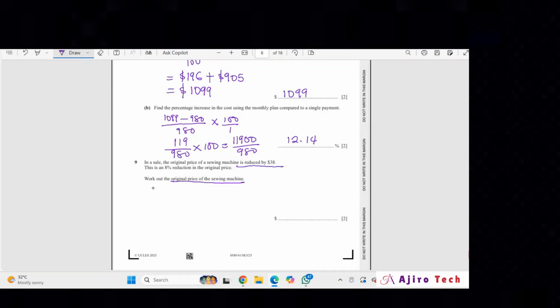Very simple. What will we do? Let me put the original price as S. 8%, which is 8 over 100, times the original price, equals the reduction, which is 38.